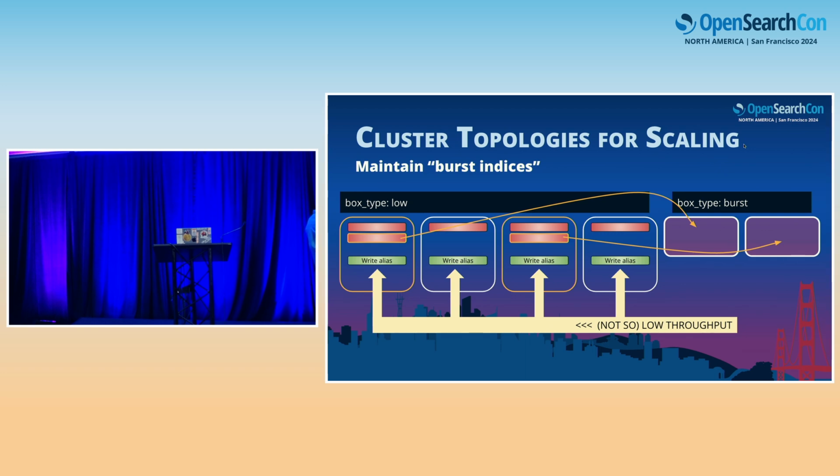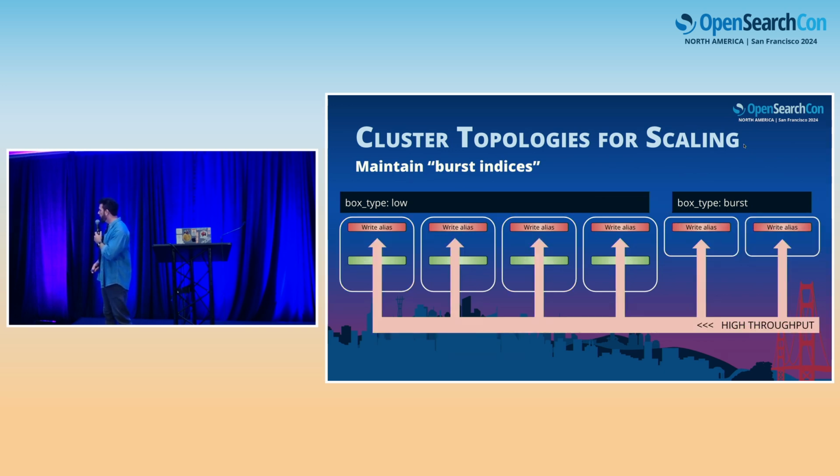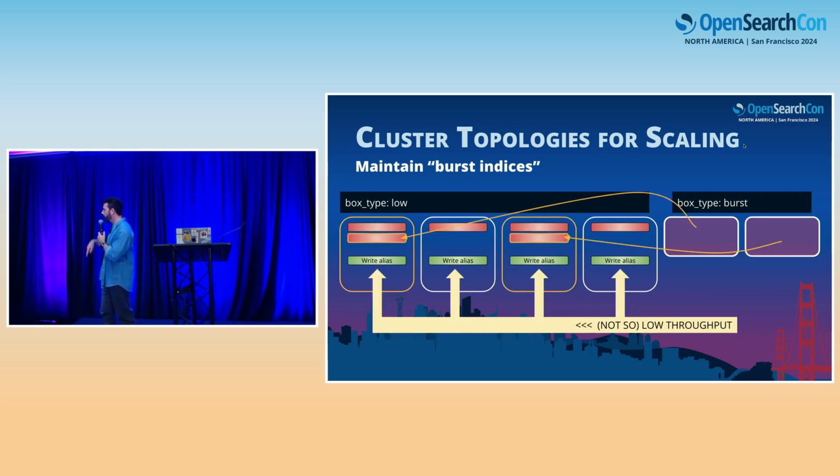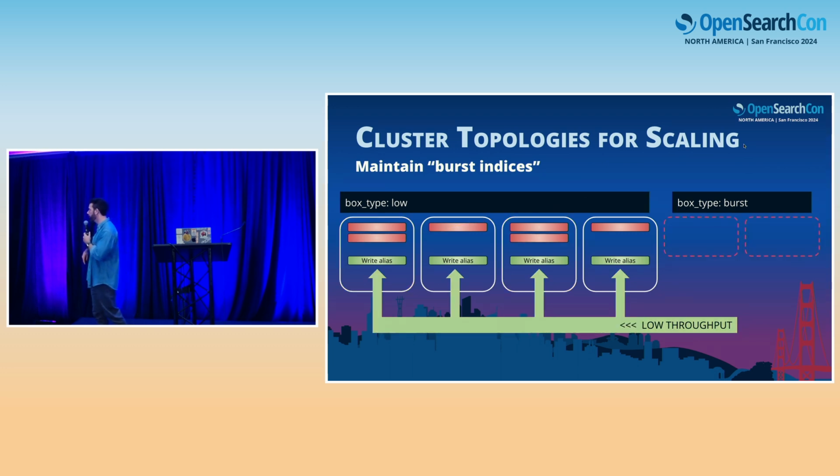The red shards, the burst node shards, have a setting in their index settings that they're supposed to be on box type burst or low, and at this point they start to spread out. We can automate that as well. Just by adding the nodes, they'll automatically spread out. And by the time we have high throughput, it's going to go to all of these. Later on, it might go back to not-so-low throughput, and we can remove those nodes and bring them back into the other cluster.